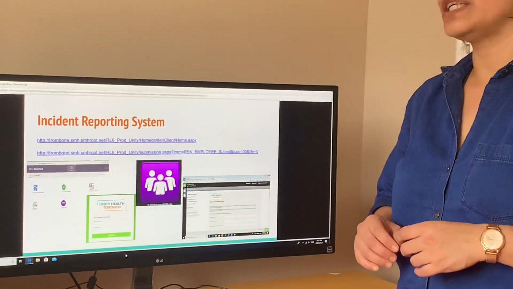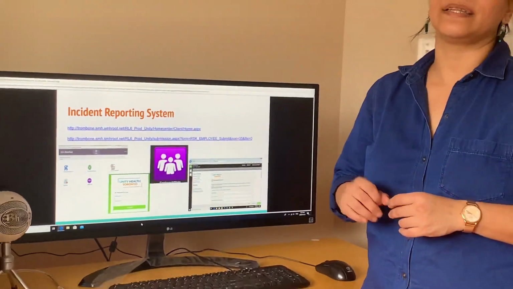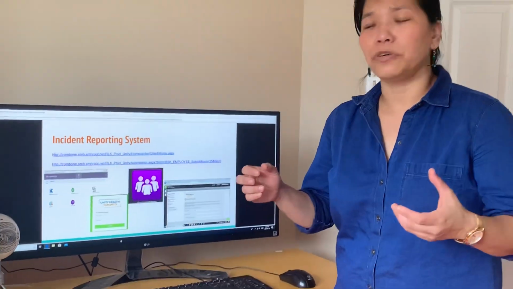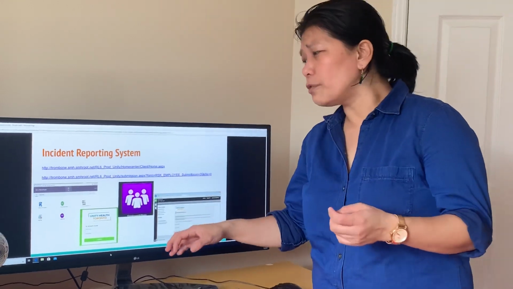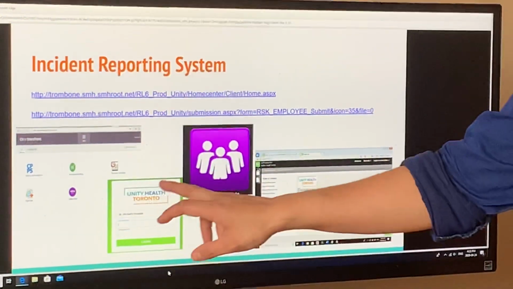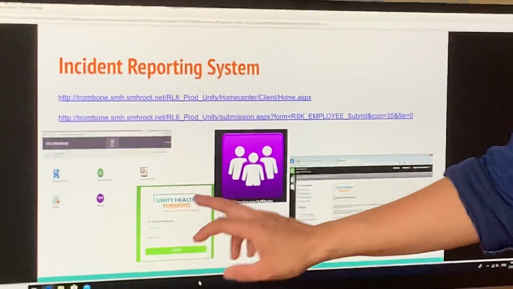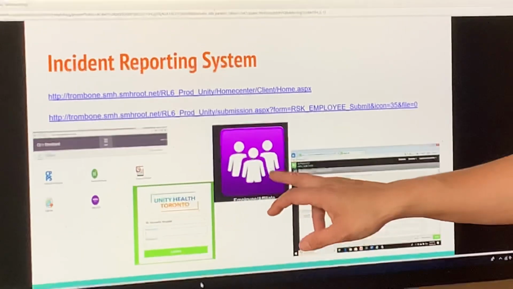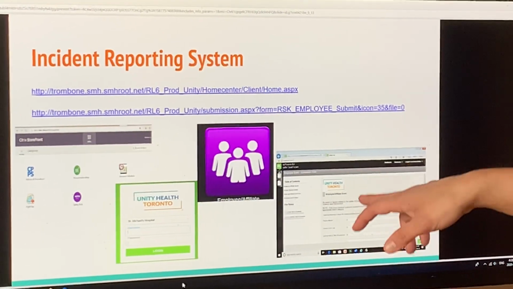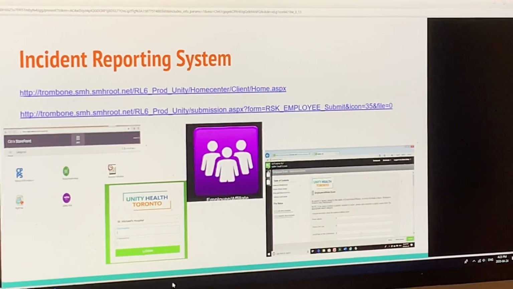So the third strategy is the incident reporting system. The incident reporting system is just to highlight that this is a resource that is provided to you to report such behaviors. So if you go to Citrix, there's a purple logo which says Safety First. You press on it, you come onto your Unity Health Toronto, you put in your site, your username, your password, press on the purple logo, again the violet logo with employee, and there's a window that opens up where you have to put your incidents.